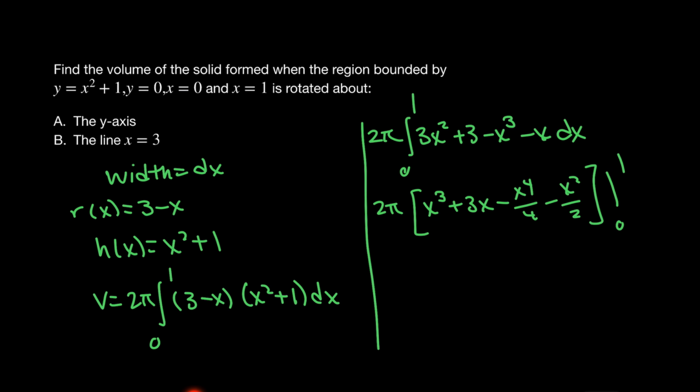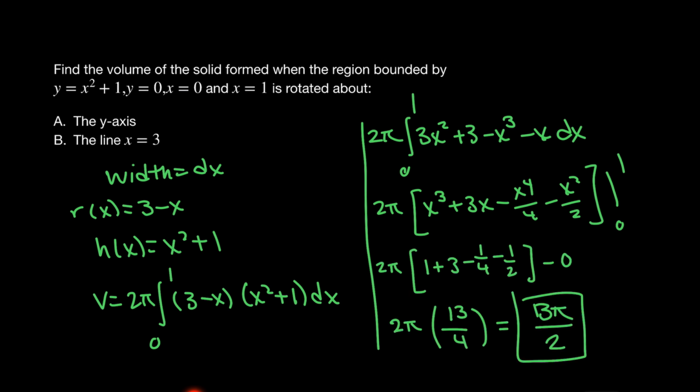So I'm going to take my bounds of integration, plug them into this antiderivative. So again, my antiderivative is 2 pi times x to the third plus 3x minus x to the fourth over 4 minus x squared over 2. I plug 1 in for x, I plug in 0 for x, and subtract them. And I ended up getting 13 pi divided by 2 as the volume of this object.